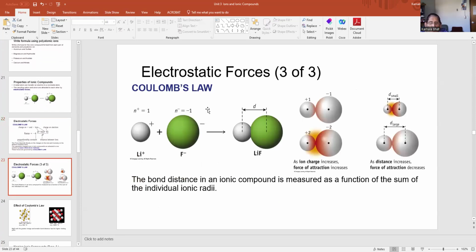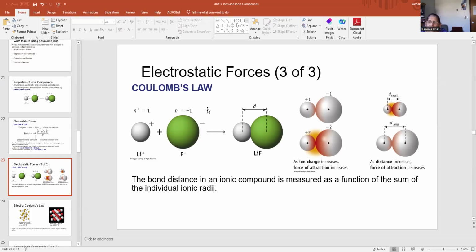So here we see how Coulomb's law is applied. In the first case, you have the lithium ion showing up, and the second one is for two different compounds. How do you understand the distance and the Coulombic law forces? You can see that the distance between lithium and fluorine is much smaller as compared to the elements that have the larger size and a higher charge.